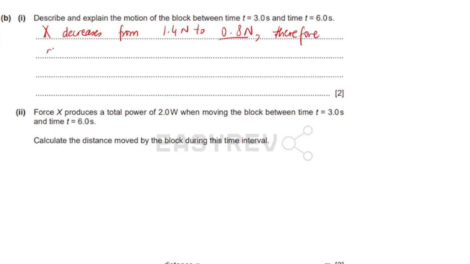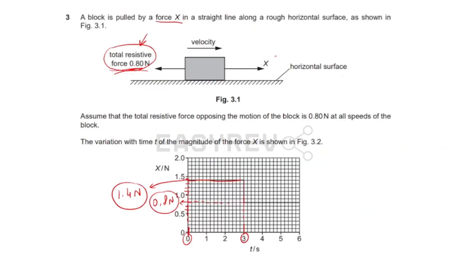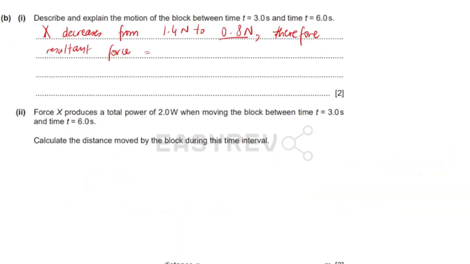So we have to mention this as well, that upon this decrease from 1.4 to 0.8 newtons, therefore the resultant force is not a non-zero value, but rather is the forward force minus the reverse force, the resistive force 0.8. So now the resultant force is actually 0. So we repeat, when we mention that X is decreasing from 1.4 to 0.8 newtons, therefore the resultant force is 0 now.